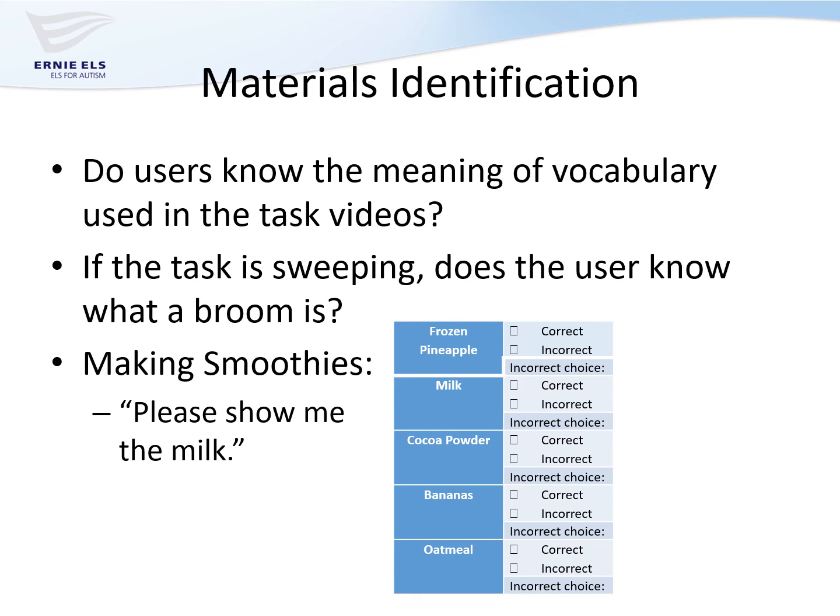When evaluating materials identification, create a list of the materials used in the task. Ask the student to identify each item. When making smoothies, the participants were asked, "Show me the cocoa powder." Many were not familiar with items such as cocoa powder or oatmeal, and multiple sessions were needed in order for the participants to identify all items correctly.